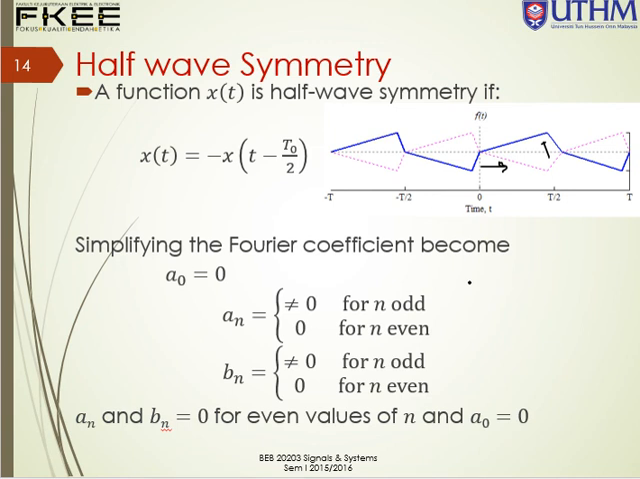For this signal, your a_0 will be equal to 0. Then a_n is not equal to 0 for n odd values, but a_n is equal to 0 for n even values. The same goes for b_n: it is not equal to 0 for n odd, and equal to 0 for n even values. So this characteristic is very important so that we can simplify our calculation.